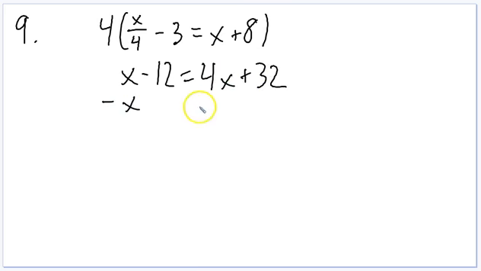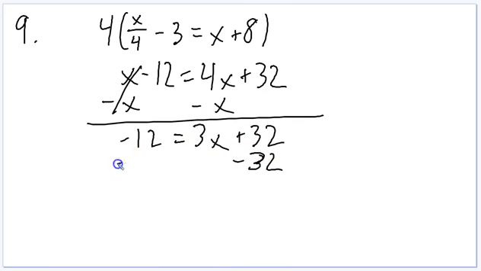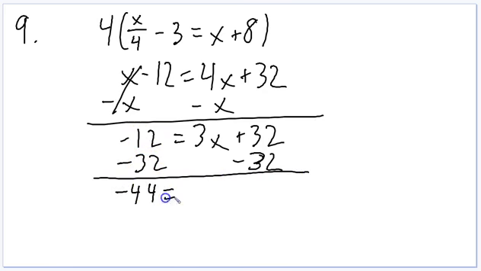Subtract this x. That's gone. I get negative 12 equals 3x plus 32. Subtract the 32. Oh, it's lagging. Moving too fast for my own good, classes. I'm going to get a negative 44 equals 3x. So I'm going to divide both sides by 3.